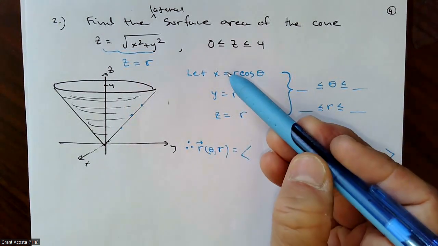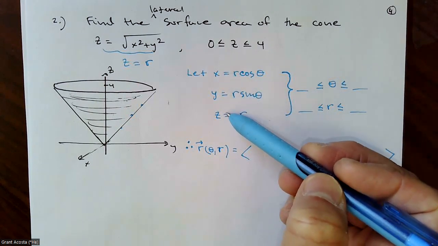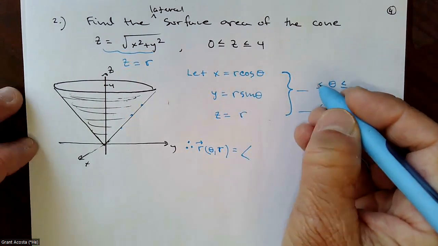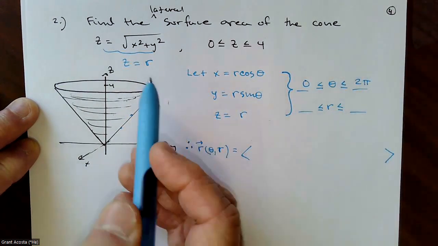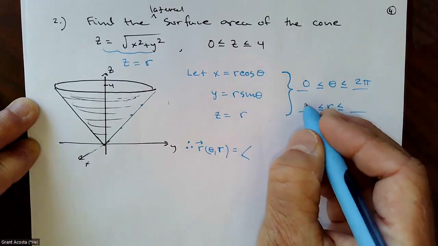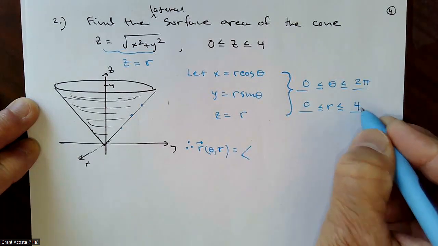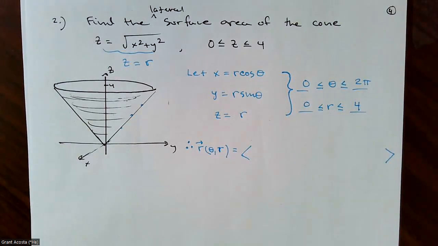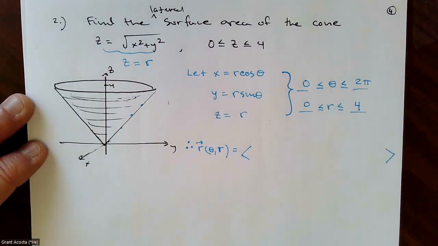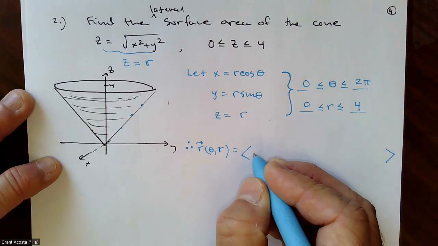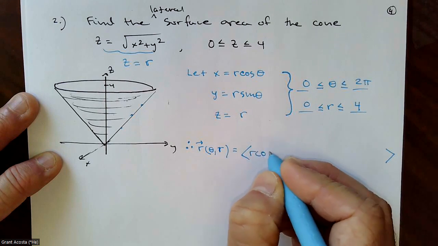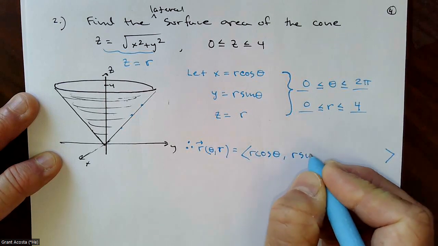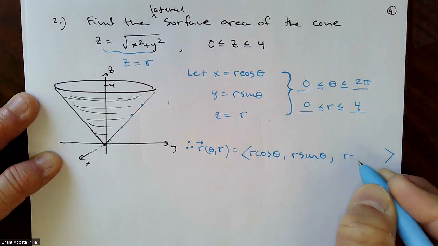As long as I can parameterize all 3 of my coordinates in terms of 2 variables, that's a valid parameterization. Of course, theta is going to go from 0 to 2 pi. And if z is really r, then I'm going to have my r value go from 0 to 4. So then, next step, I got to write this vector function. So my vector valued function is going to be r cosine theta for x, r sine theta, and then just r for z.